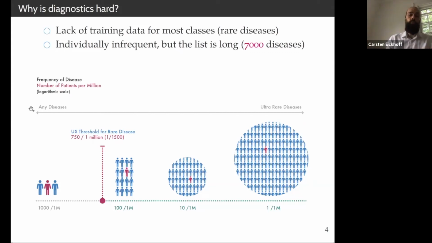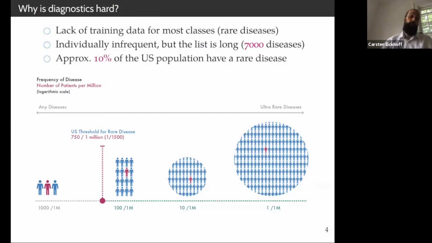Just to briefly comment on that, each of these diseases might be rare, but there are many of them, right? There are 7,000 to 8,000 rare diseases, depending on where exactly you draw this threshold. And if you count all of them together, the estimate is that about 10% of the developed world population, so this exact number of 10% was a US estimate, but it holds very much for Europe and other places, have at least 1 rare disease, right? So this is why this is important.